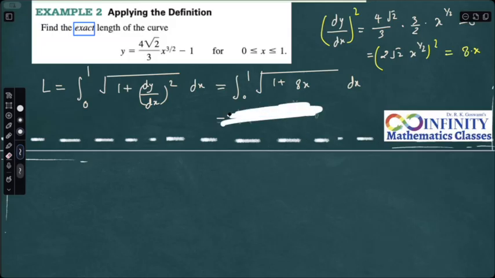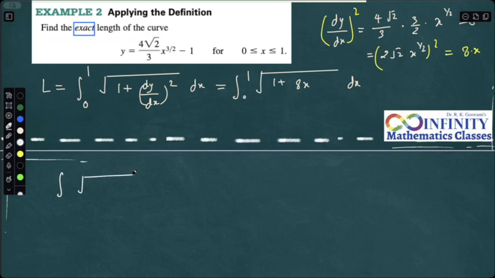Then you do the limits from 0 to 1 at the end. We can substitute the limit later on. No issues. Right now, I'm just interested in finding the integration. Okay, so you can use the substitution method. Just suppose, allow me to put 1 plus 8x to be u. That means differentiating, 8 dx is going to be du.